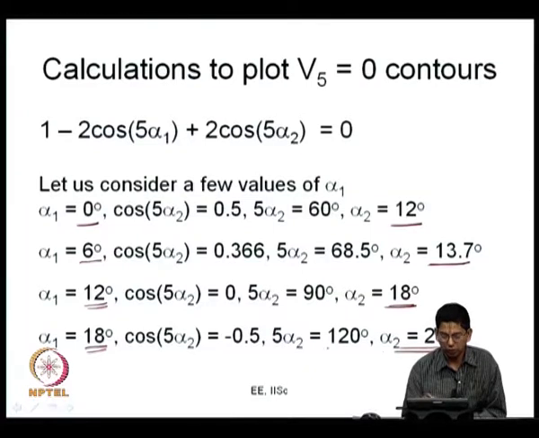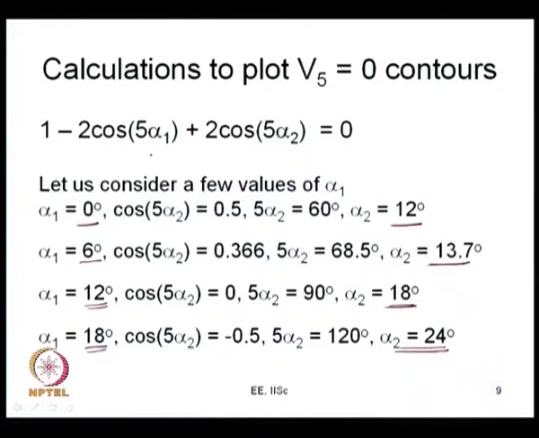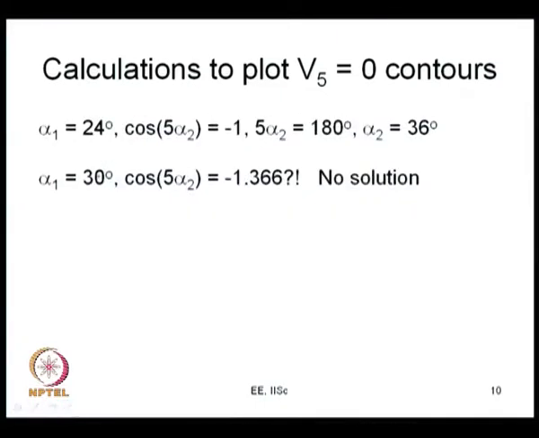So, if alpha 1 is 18, 5 alpha 1 is 90, so cos phi alpha 1 is basically cos 90, that is 0, and therefore, you are going to get cos phi alpha 2 as minus 0.5. So, phi alpha 2 is 120 and alpha 2 is 24 degrees. So, you get this point now. So, I have one more point. Similarly, you go about getting 24 degrees, you get minus 1 and phi alpha 2 is 180 degrees and alpha 2 is 36 degrees.